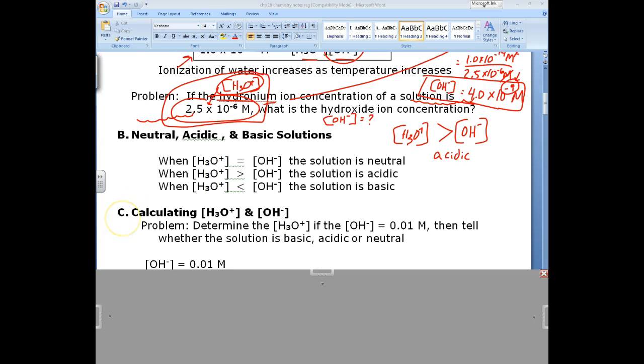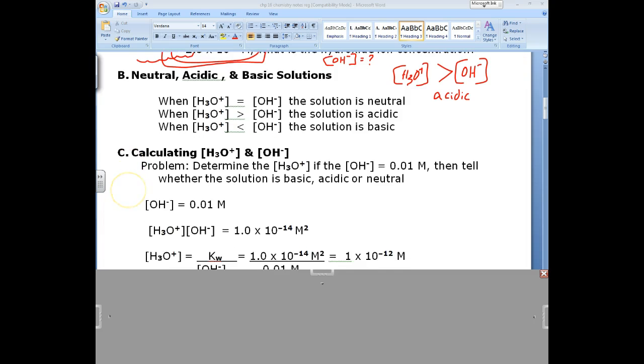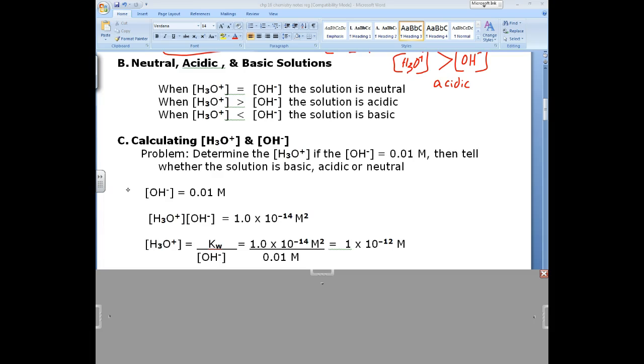Okay, in solving this one, we have our hydroxide ion concentration, and we're going to use this equation here to figure out our hydronium ion concentration. Our hydronium ion concentration, this is just rearranging the equation, is our Kw, which is 1 times 10 to the negative 14, divided by hydroxide. Then we plug in our numbers, and you end up with a hydronium ion concentration of 1 times 10 to the negative 12.